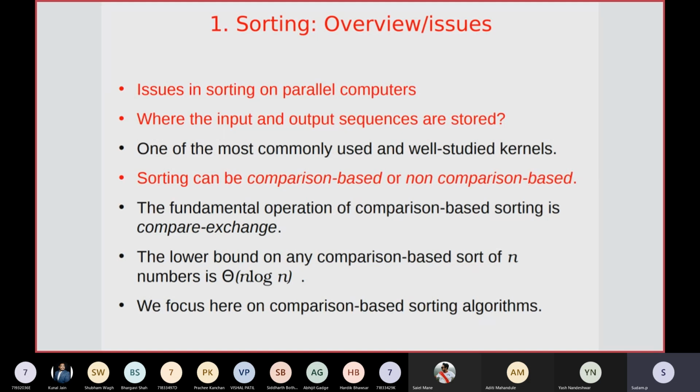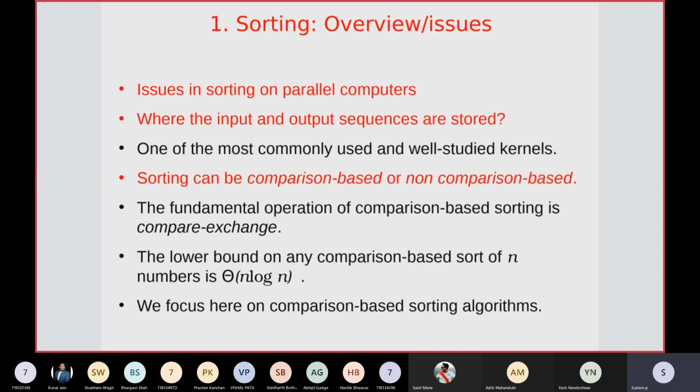And you have to remember this most important point here: the lower bound on any sorting algorithm. I am talking about any sorting algorithm which is using the comparison based sorting technique of n numbers or n elements. Its lower bound will be theta of n log n. Remember this one, the lower bound on any comparison based sort of n numbers is theta of n log n.